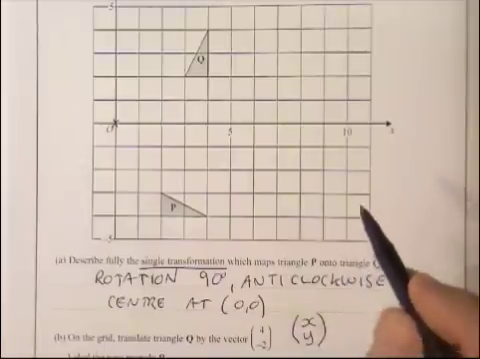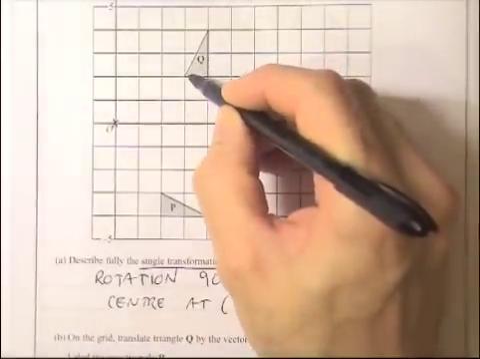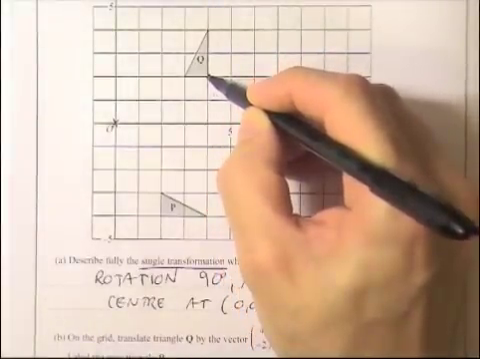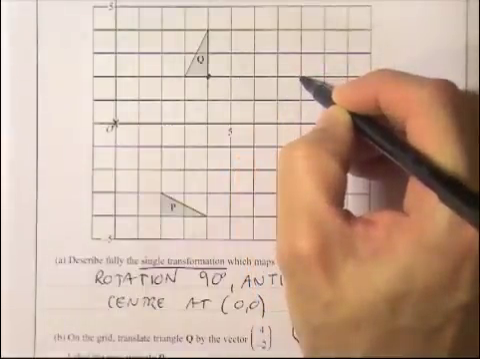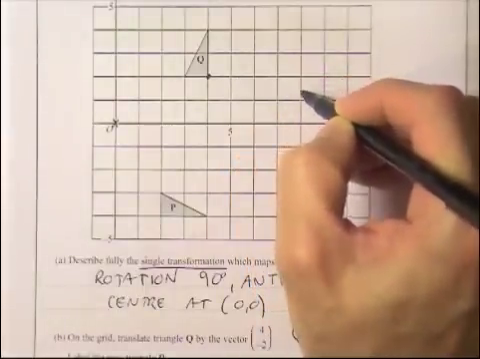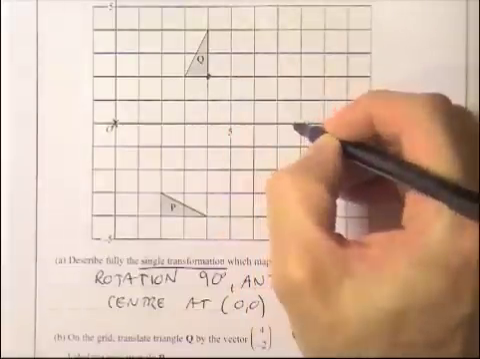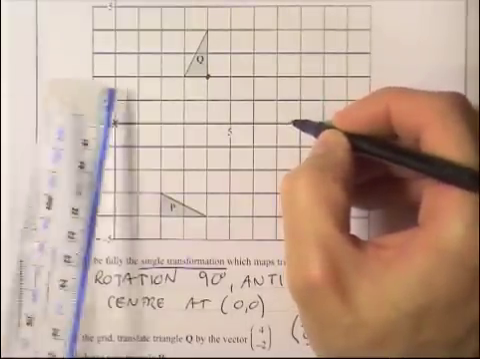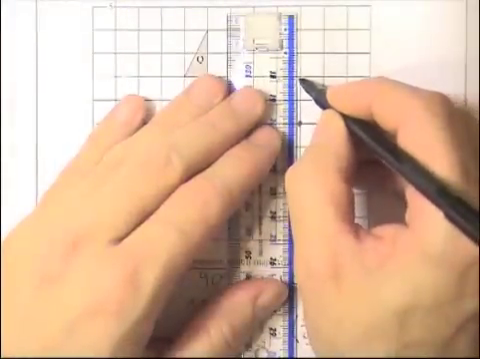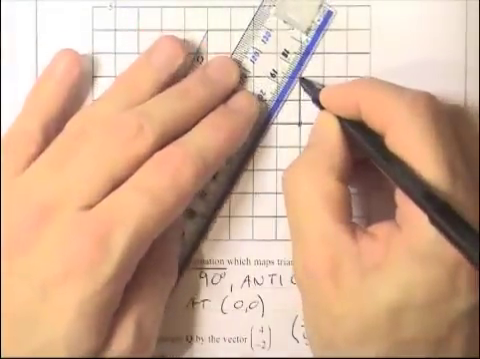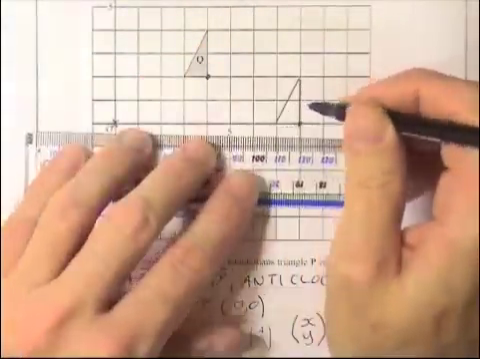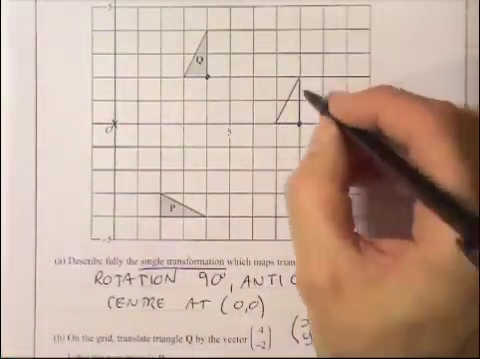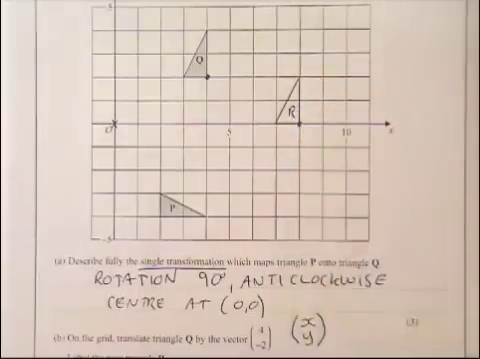So if this is our original shape Q, if we take a random point, let's take this point here, we're going to go 4 along the x-axis, 1, 2, 3, 4, and 2 down the y-axis, 1, 2. So this point here has moved to that point there, and then I can just fill in the shape in exactly the same orientation as it was originally. It tells me to label it R, so an R in the middle of that triangle.